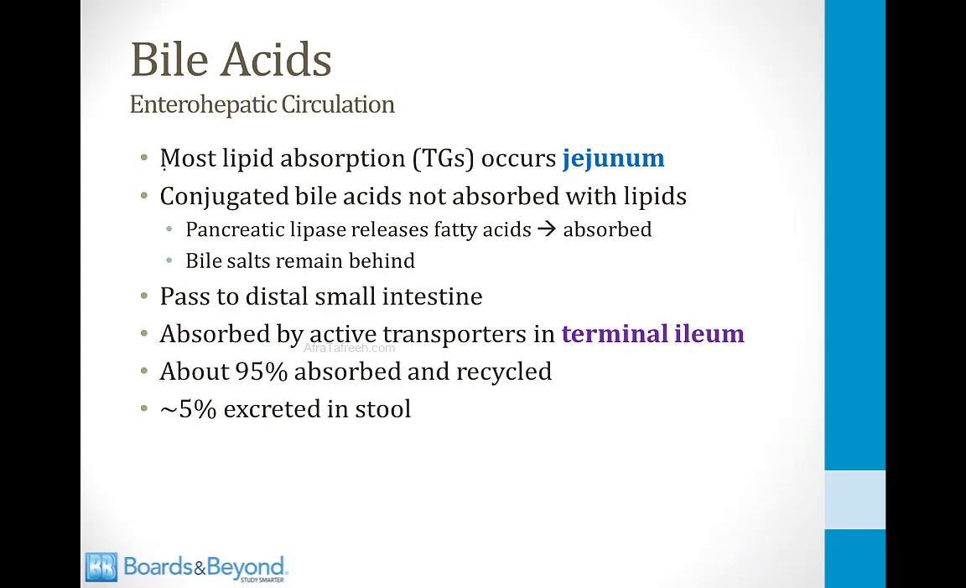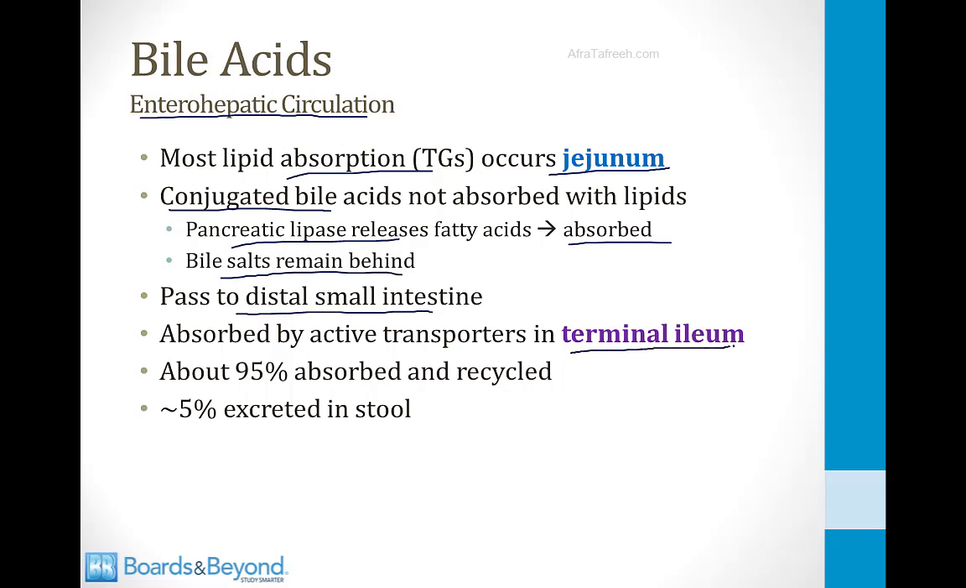Now let's talk about what happens to bile acids and bile salts once they reach the intestines. They do not all pass out with the stool. Some of them are reabsorbed. This is called the enterohepatic circulation. So most lipid absorption of triglycerides occurs in the jejunum, but conjugated bile acids are not absorbed with the lipids. Pancreatic lipase releases the fatty acids and those get absorbed by enterocytes, but the bile salts remain behind. They then pass to the distal small intestine and they're absorbed by active transporters in the terminal ileum. About 95% are absorbed and recycled, and about 5% are excreted in the stool.